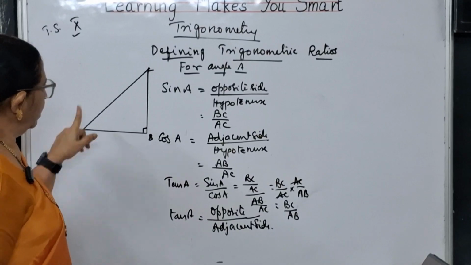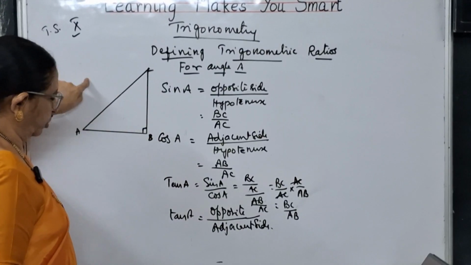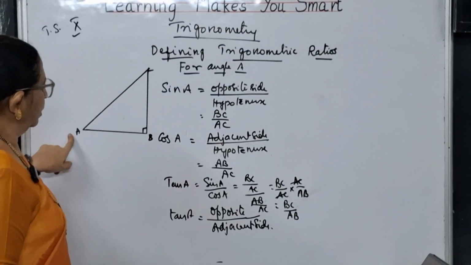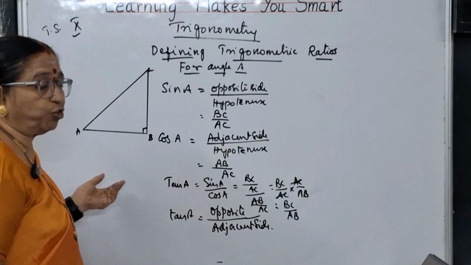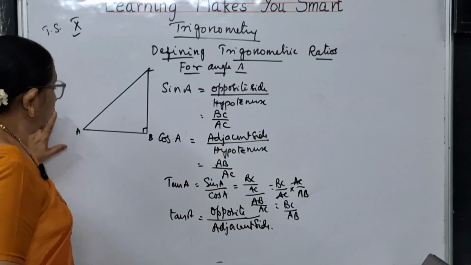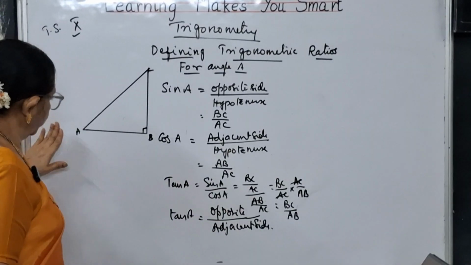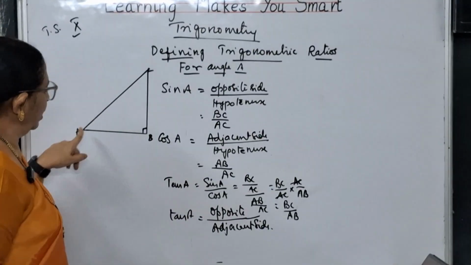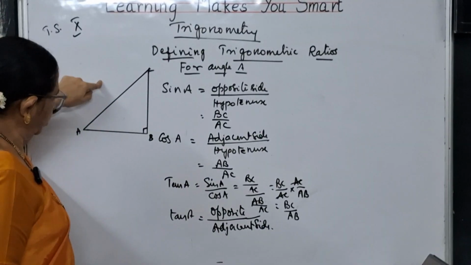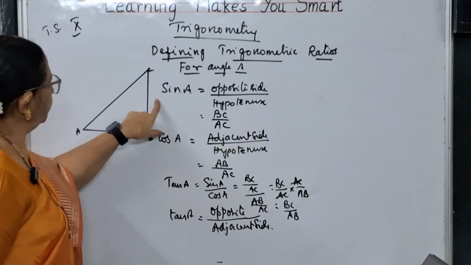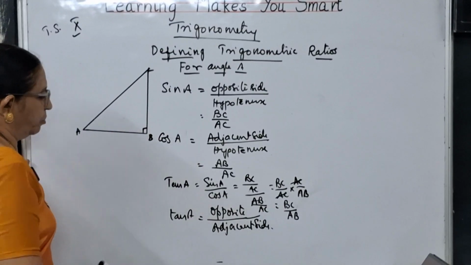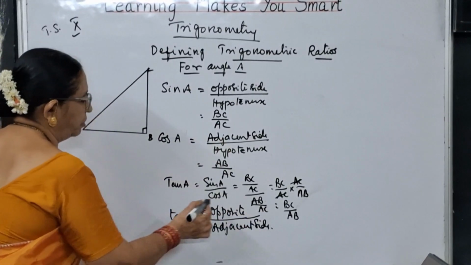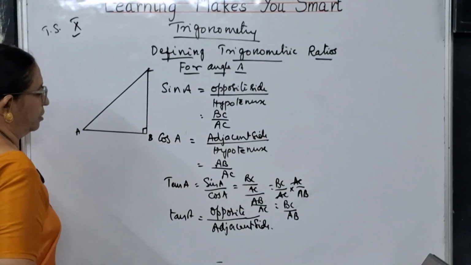Sin theta, opposite side by hypotenuse. Cos theta, usually the angle is called theta. Here I am talking about sin A. So sin A, opposite side by hypotenuse. Cos A, adjacent side by hypotenuse. Tan A, opposite side by adjacent side. But how this formula has come, I have explained to you here.